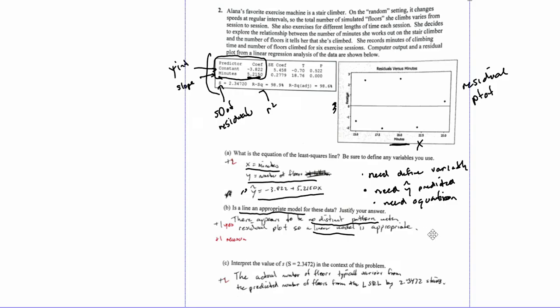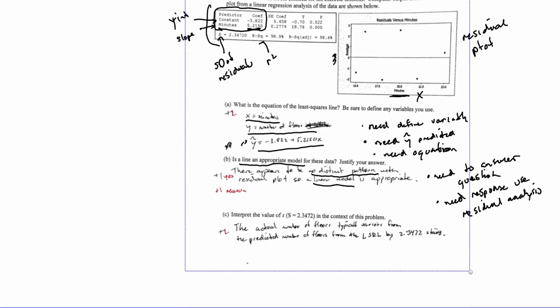So what do you need to say? You need to answer the question: is the line an appropriate model for this? And in your response, use the residual plot analysis. If you see a pattern, you say no. If you don't see a pattern, then a linear model would be appropriate.